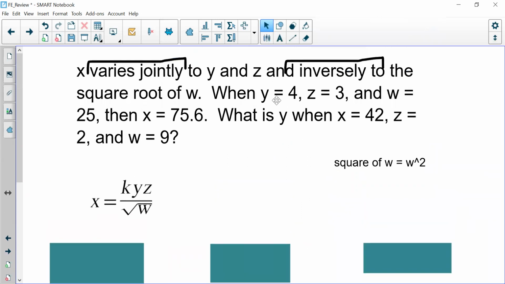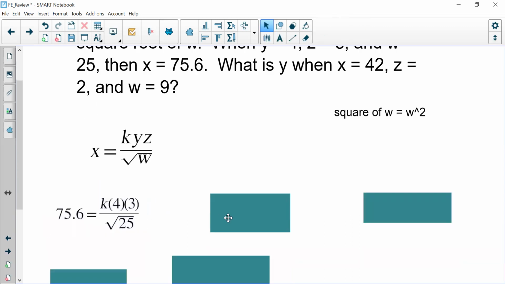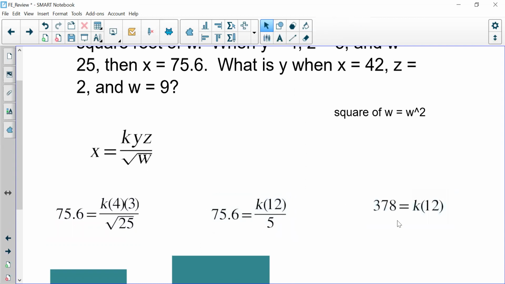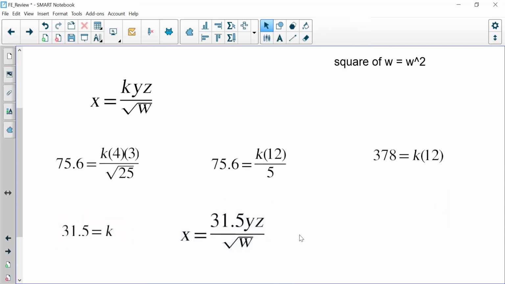So now what? Well, we know that when y is 4, so I can replace y with 4, z I can replace with 3, w replace with 25, and x with 75.6. So I know y, z, w, and x. I can therefore find k. And that's the first thing we need to find. So the square root of 25 is 5, 4 times 3 is 12, multiply both sides by 5, divide by 12. So k is 31.5.